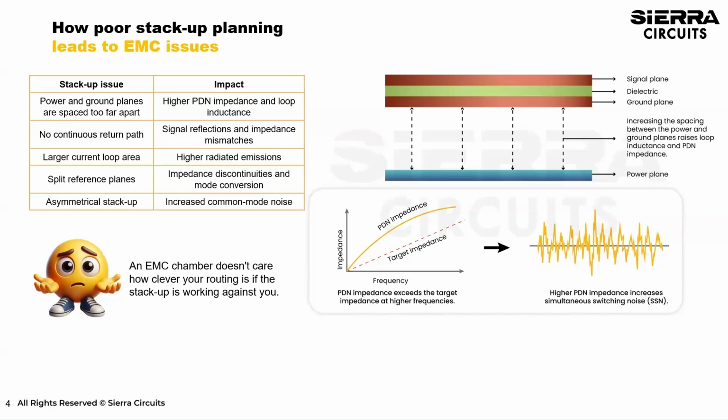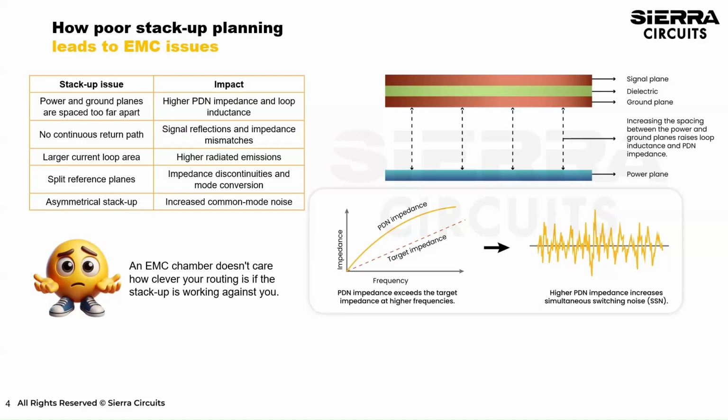The diagram on the right here illustrates one of the most common stack-up mistakes, placing the power and the ground planes too far apart. The increased separation raises the loop inductance, which causes the PDN impedance to exceed the target impedance. The result is increased simultaneous switching noise, which can ultimately contribute to EMC failures.